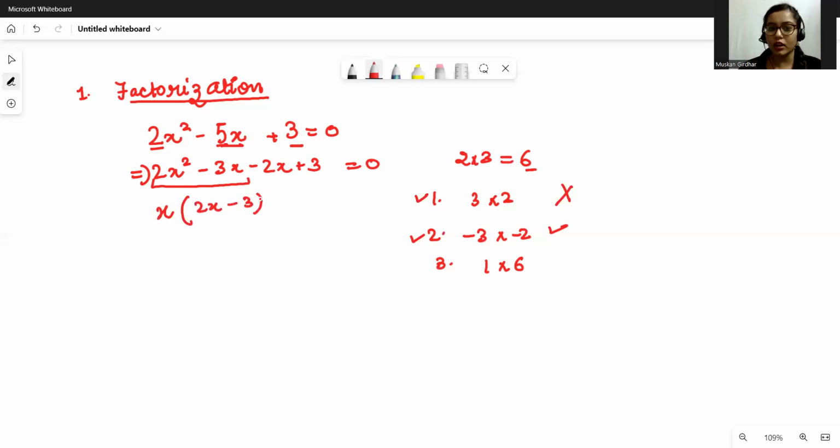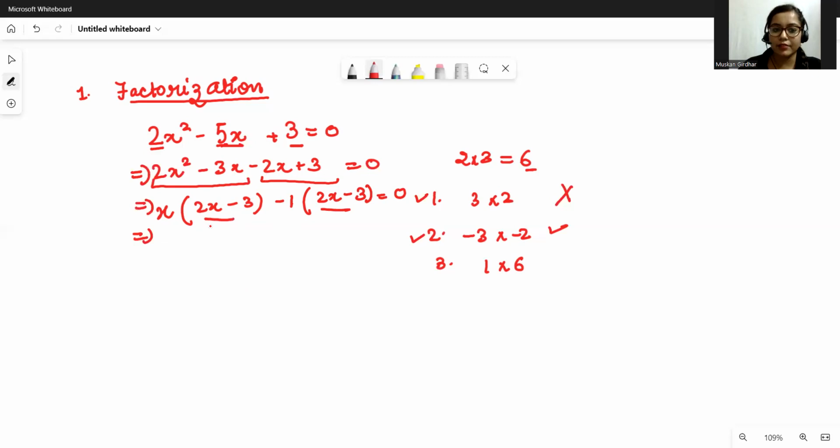Similarly, we look for what is common in the next two terms. Here nothing is common, so I will take minus 1 common, giving minus 1 times 2x minus 3. You must be wondering why we took minus 1: so that these two brackets become the same. If you multiply minus 1 with this bracket, you get minus 2x plus 3.